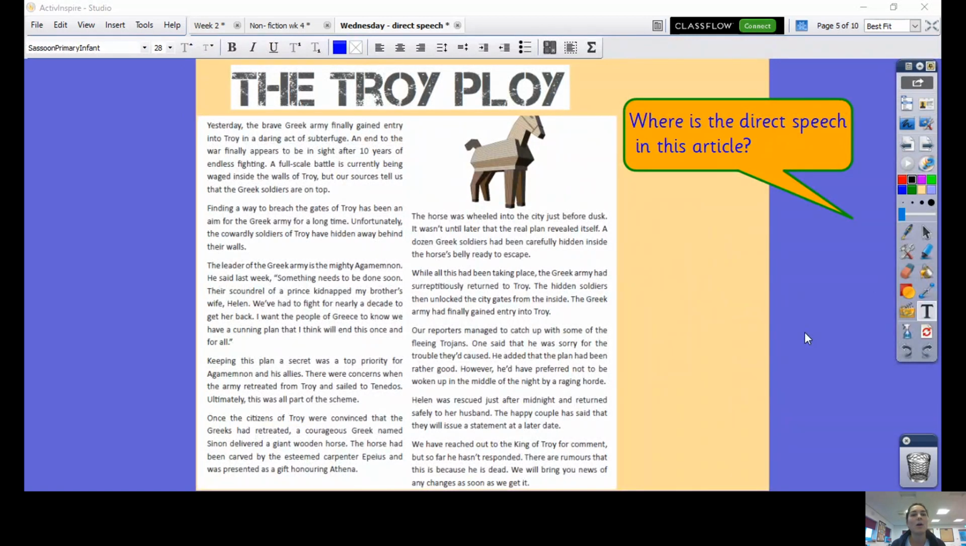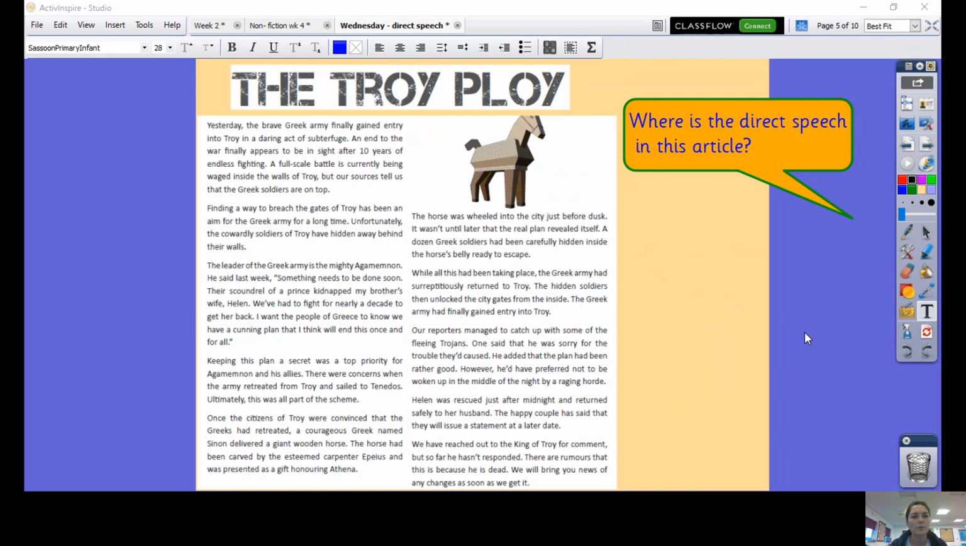The Troy ploy. Yesterday, the brave Greek army finally gained entry into Troy in a daring act of subterfuge. An end to the war finally appears to be in sight after 10 years of endless fighting. A full-scale battle is currently being waged inside the walls of Troy, but our sources tell us that the Greek soldiers are on top. Finding a way to breach the gates of Troy has been an aim for the Greek army for a long time.